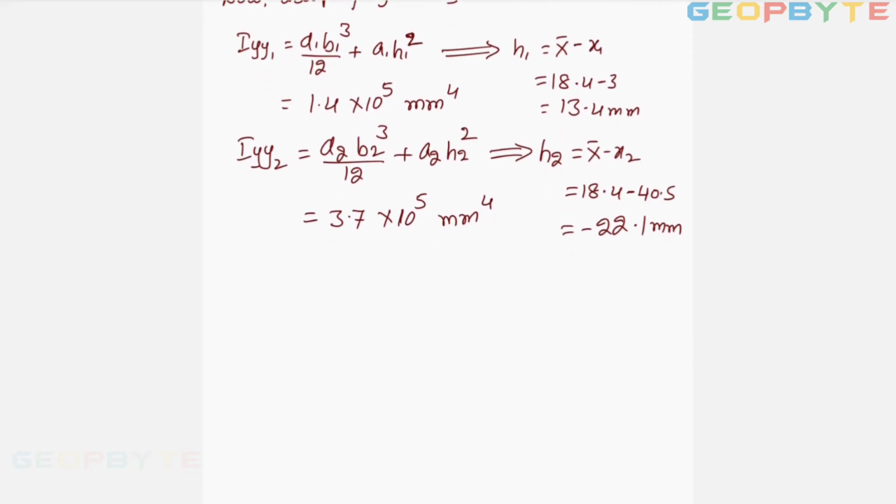The total moment of inertia about y axis, Iyy equals Iyy1 plus Iyy2. Simplify it for getting around 5.1 into 10 power 5 mm power 4. That is how the moment of inertia for composite section can be found.